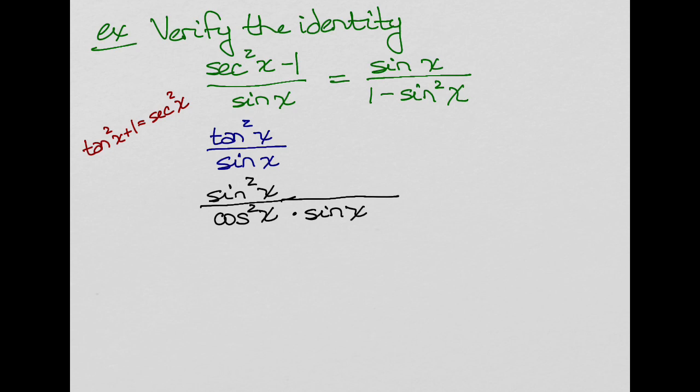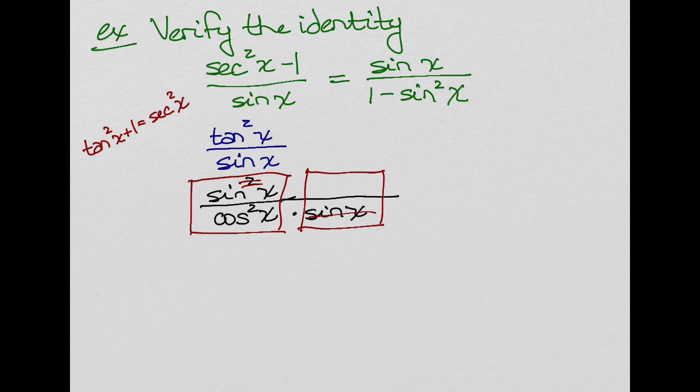So here's my tangent squared x. And here's my over sine x, 1 over sine x. Well, okay, that's maybe better. And now I'm going to notice that I have a sine on the top and a sine on the bottom. We're allowed to use algebra. So let's divide one of those away.